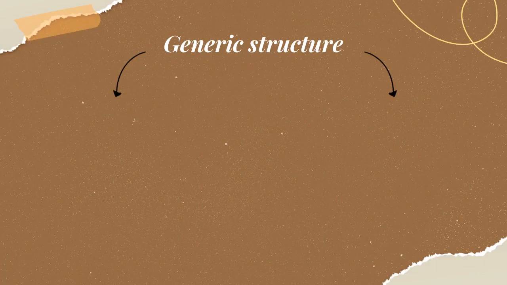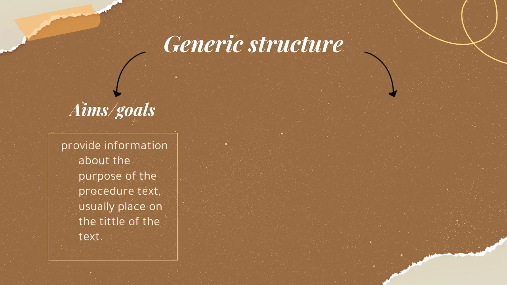Now we're going to talk about generic structure. What is the generic structure of procedure text? For the first is aims or goals. What is aims or goals? Goals provide information about the purpose of the procedure text, usually placed in the title of the text.